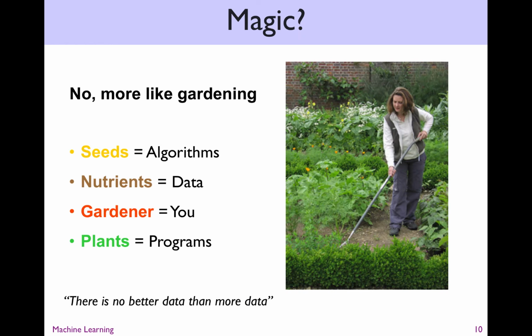That does sound like magic, right? But it's really not magic because you just need a seed, which is your learning algorithm, and then feed it with a lot of data, that is the nutrients. And eventually you'll get results, which is the program, right? And there's a famous quote that there's no better data than more data, right? So data is really the key in machine learning. Well, some people think machine learning algorithms are the key, but often the differences between different algorithms are not so different. And if you feed it with twice as much data, you'll get much better results.